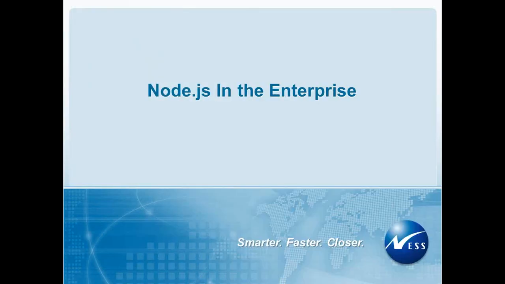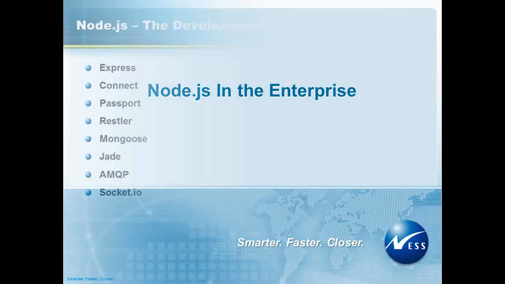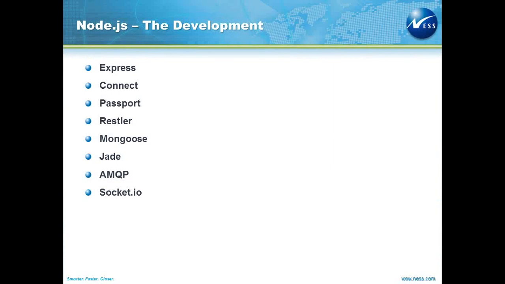So let's see what are the different facets that help us build an enterprise level application using Node.js. As of today, there are close to 22,000 modules floating around. I have picked a few that we used for our case study in Ness Technologies. Express is a web development framework and a high performance middleware that lets you build web applications with ease.